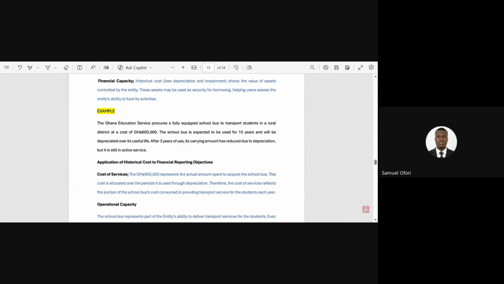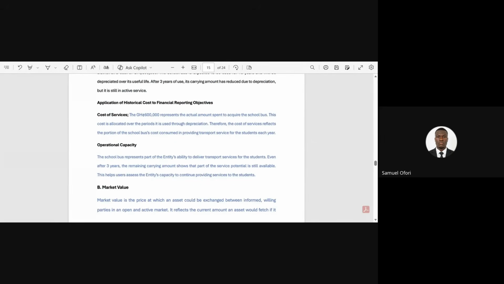Now you are looking at the operational capacity. Do you have the capacity to do that? Yes, because you have bought the school bus. Since you have bought the school bus, you have the capacity to do it. But if you say you want to transport students to their houses, and you don't have a school bus, how are you going to ensure this is done? Okay, so that's that. And please, what will you say about the financial capacity?